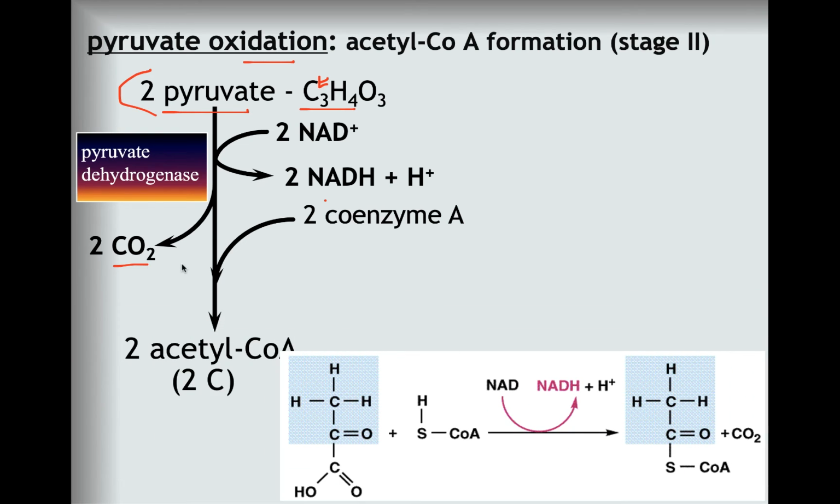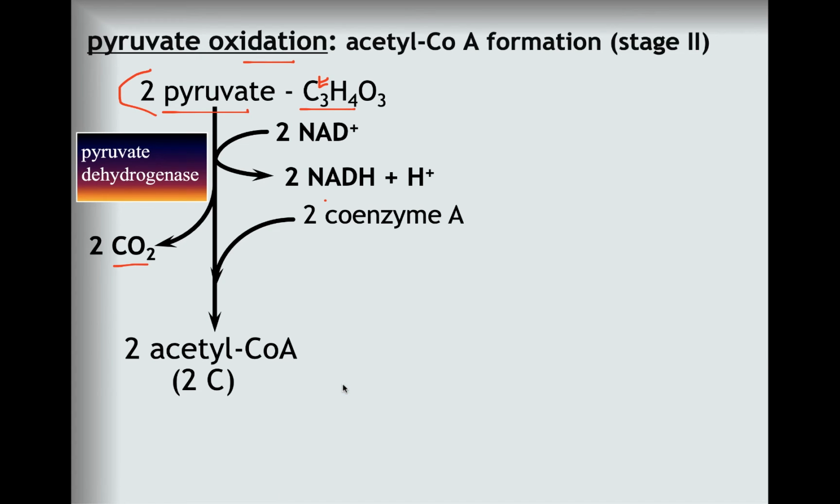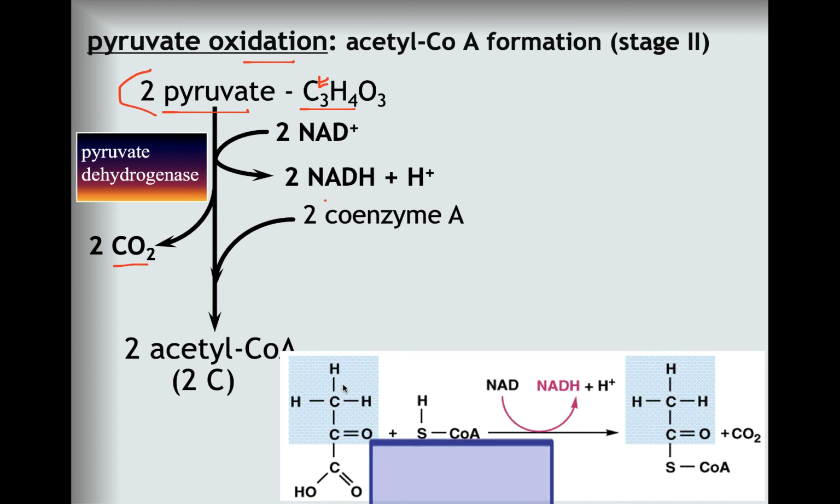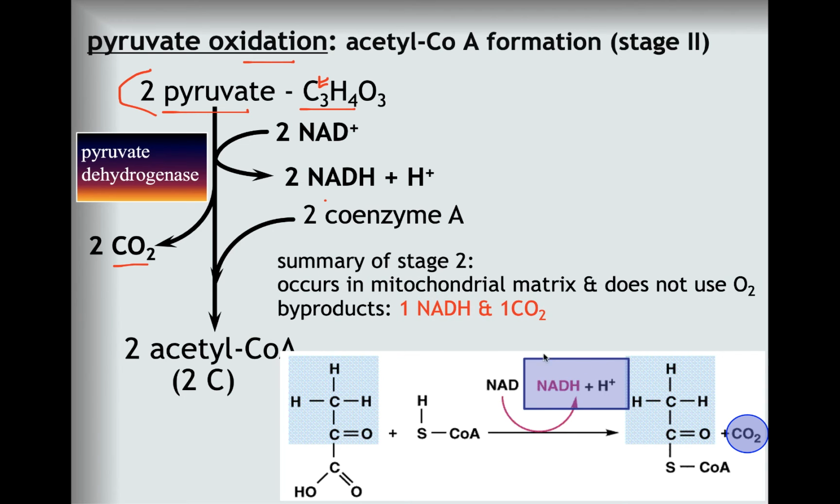But here you can see just a different depiction of what I just showed you. So here to the left is the pyruvate, and then we go through the redox reaction. We get NADH. We also take off one of the carbons as CO2. And here what we have is the acetyl-CoA that's going to kick off the Krebs cycle for us. And so now we've actually seen stage 1 and stage 2 of the complete breakdown of glucose. Summary of this: it occurs in the mitochondrial matrix, doesn't require oxygen, doesn't need it. Byproducts are NADH and CO2.